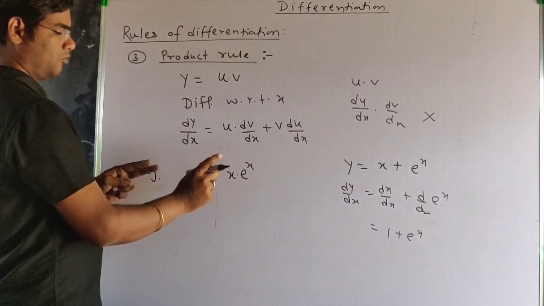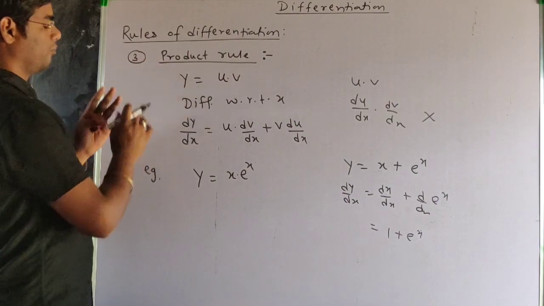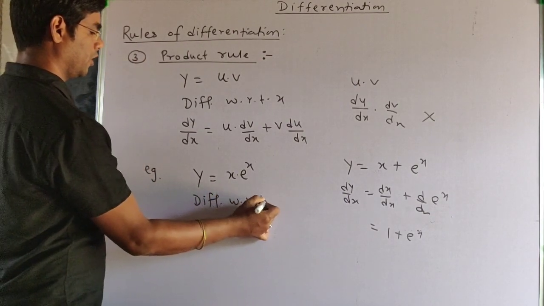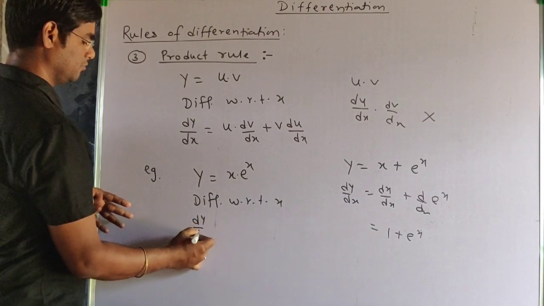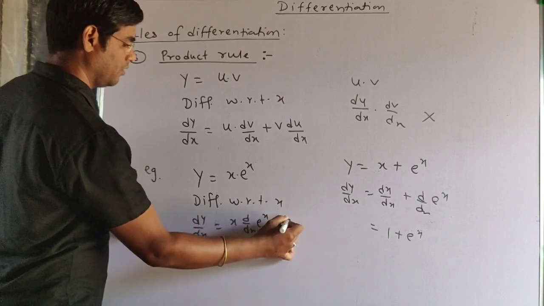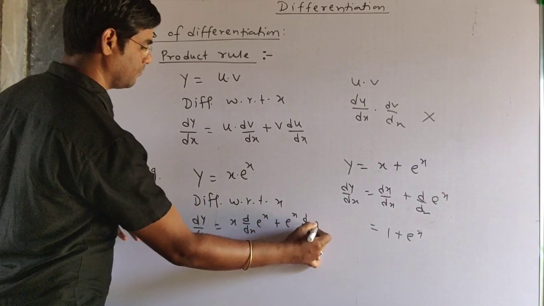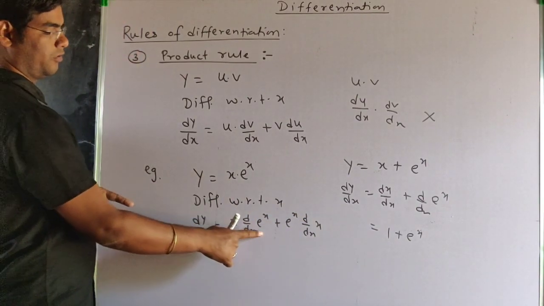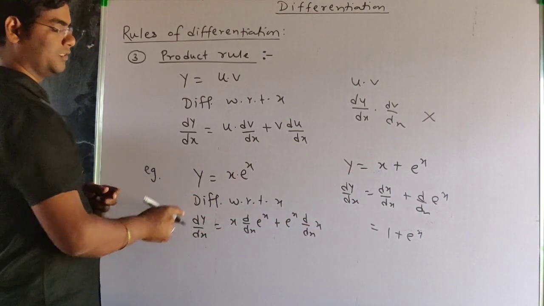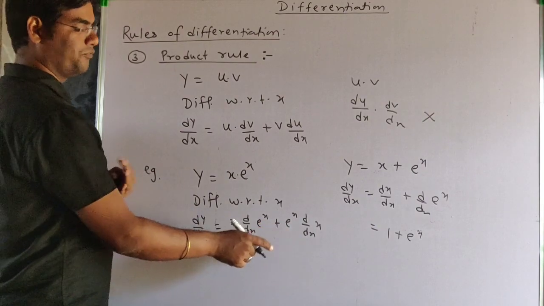So whenever you have two variables in multiplication, then you have to follow the product rule. Now what is the product rule? Product rule is: u derivative of v plus v derivative of u, which means keep first, differentiate second, plus keep second, differentiate first.